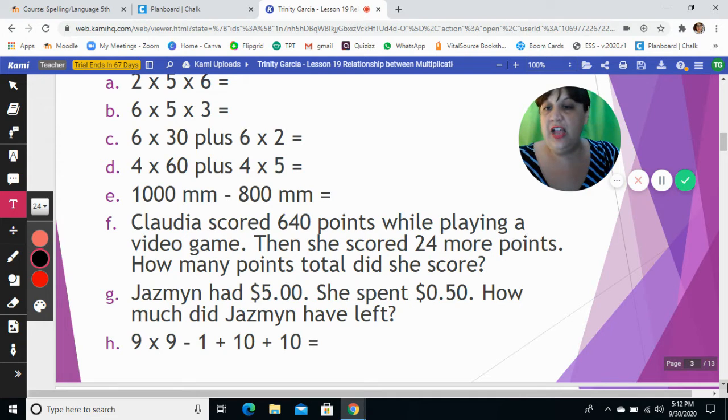Then letter F, you should have come up with 664 points. Remember to write points at the end, again, so we know what you're talking about. G: Jasmine had $5 and she spent 50 cents. How much did she have left? You should have $4.50 as your answer. Do not forget to put the dollar sign and the decimal point. Okay, $4.50.